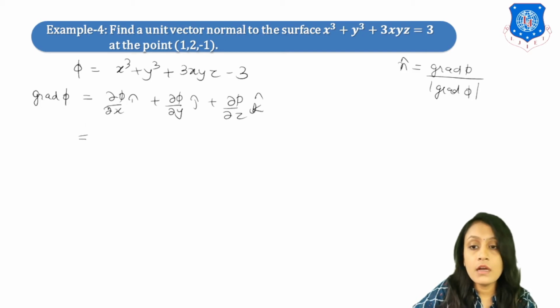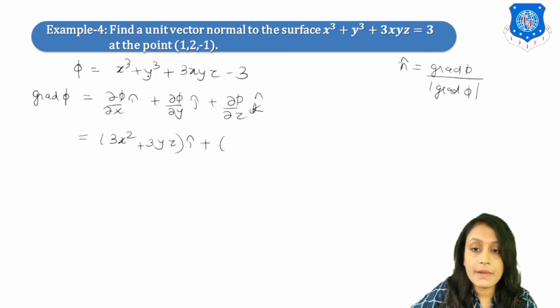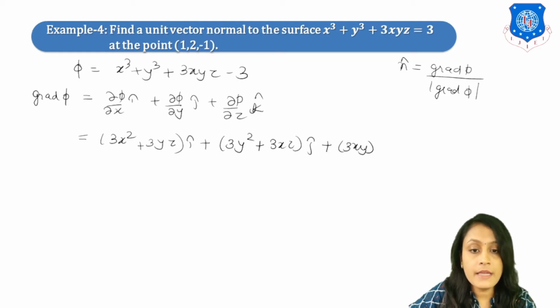Now first we will find the derivative with respect to x. So from here we will get 3x square, this is 0. From here we will get 3yz, so plus 3yz i cap plus, now we have to find the derivative with respect to y, so we will get 3y square plus, from here we'll get 3xz j, plus now the derivative with respect to z, so we will get 3xy k.